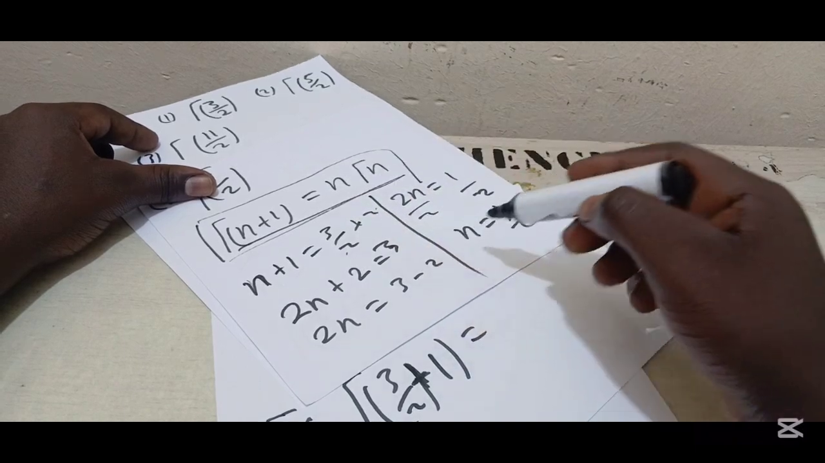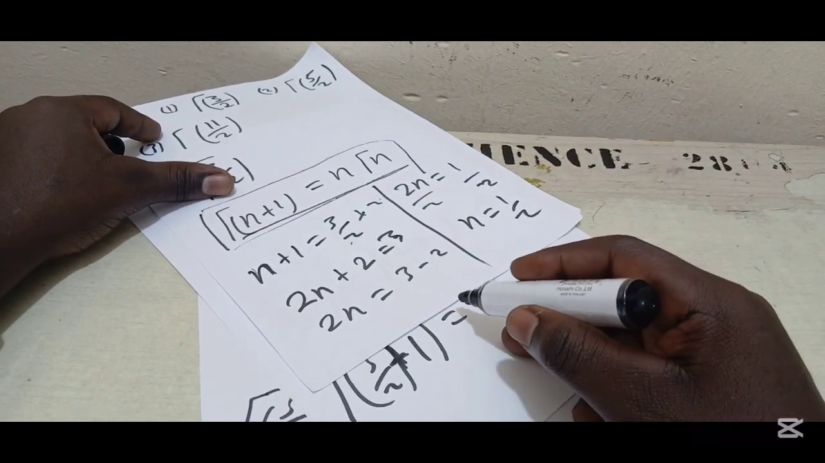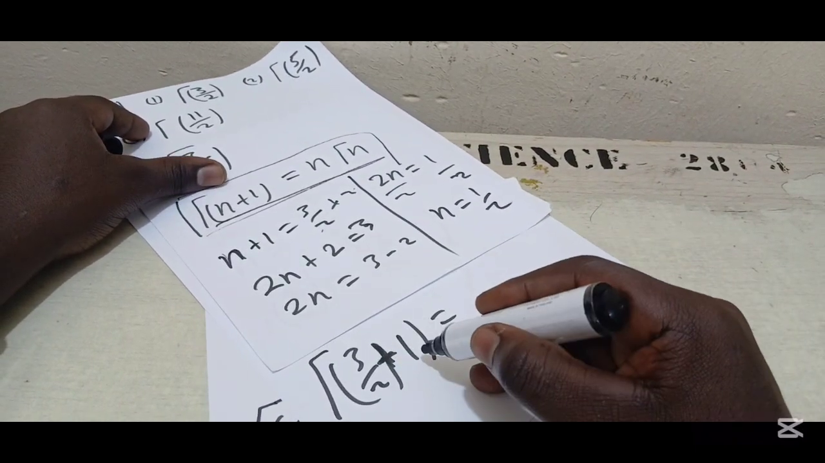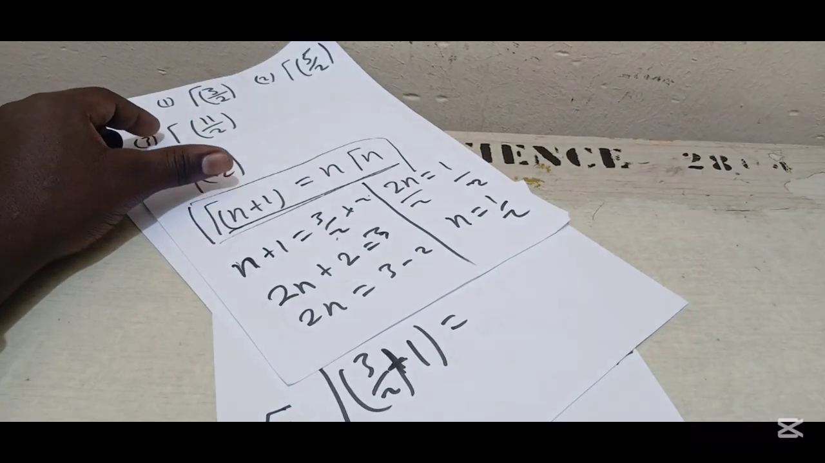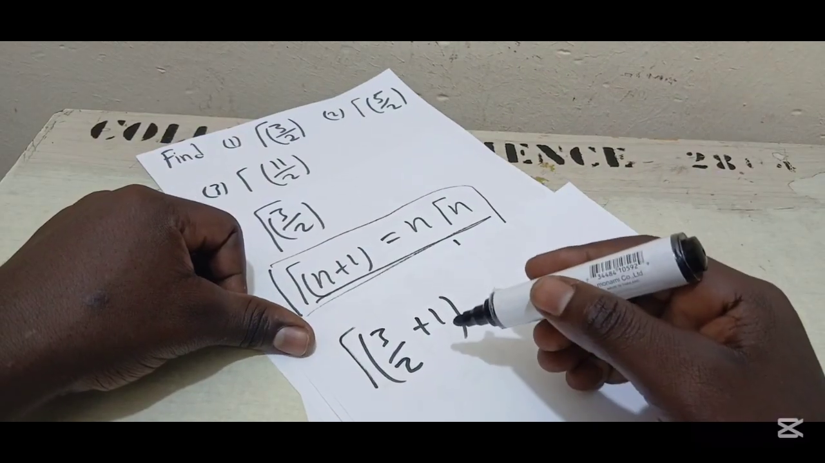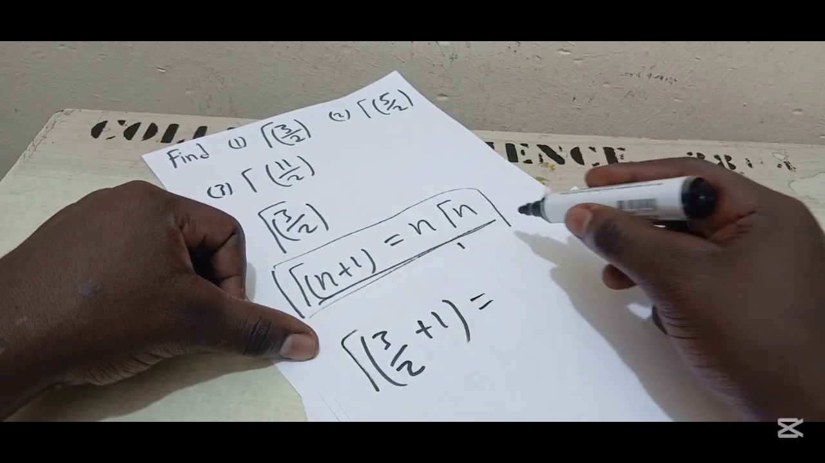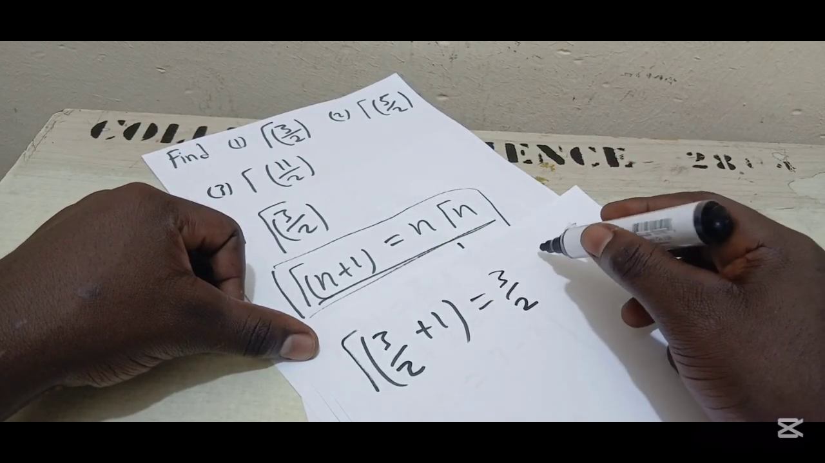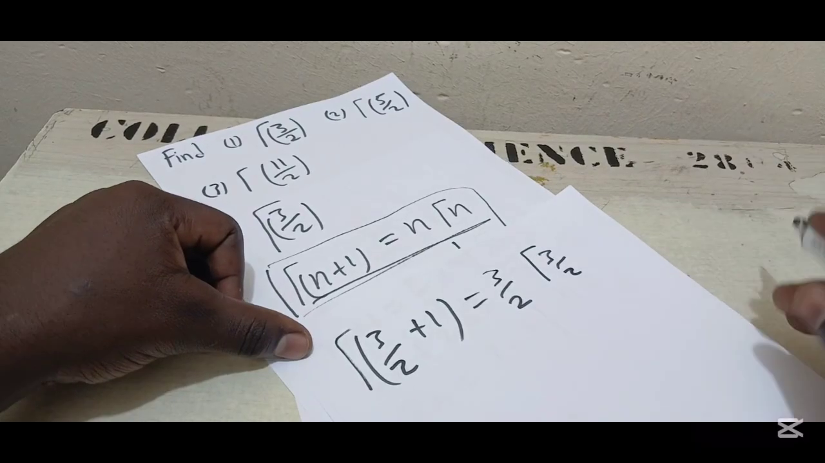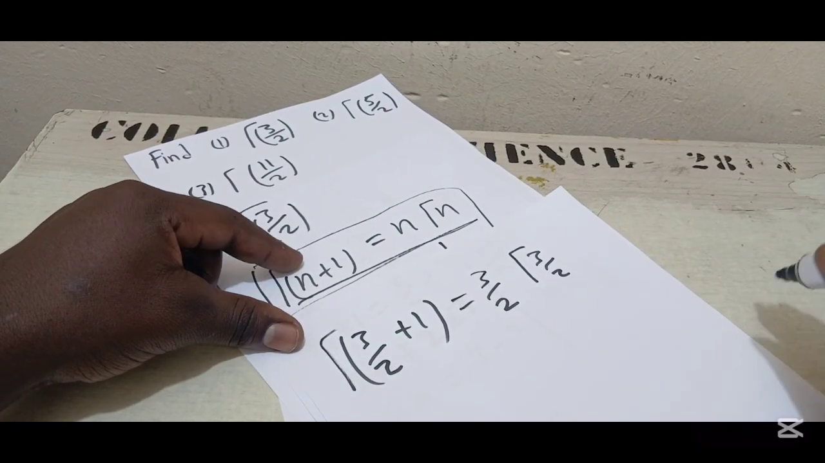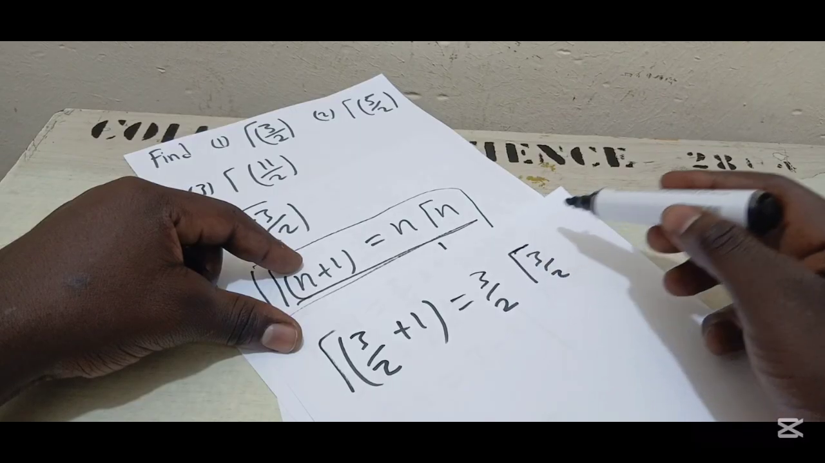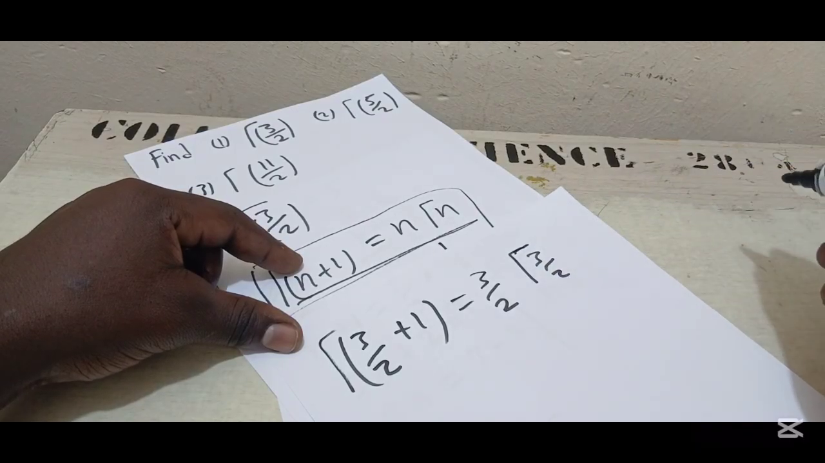Let me write this so that it will be clear. Gamma 3 on 2 plus 1, you could see that our n now is 3 on 2. So this is going to give us n gamma n, so 3 on 2 gamma 3 on 2. Now we are supposed to do this up to a point that you will get a constant, or up to a point that if we go further, you'll be getting some value which is difficult to express and simplify, then you leave it.